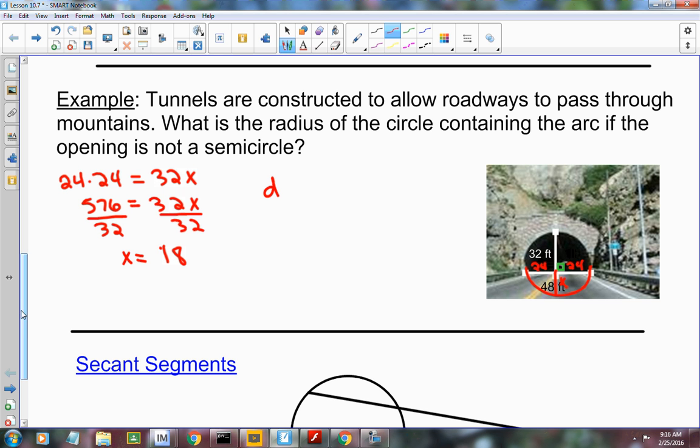So then to get my diameter, I'm going to take that length plus the height of the tunnel, which is 32. And so that gives me a diameter of 50. Okay, and so if my diameter is 50, then my radius is 25.